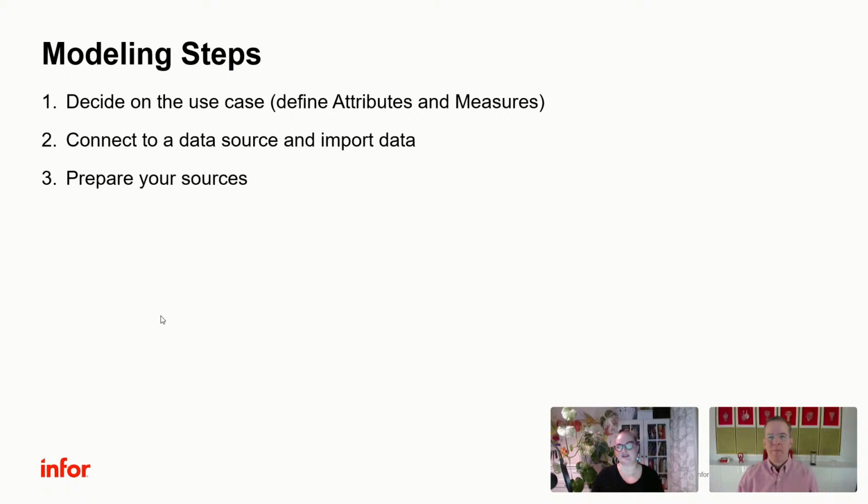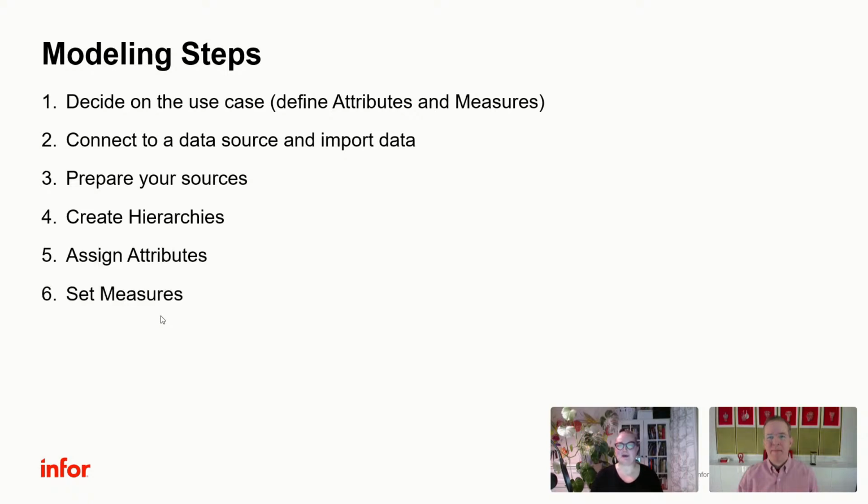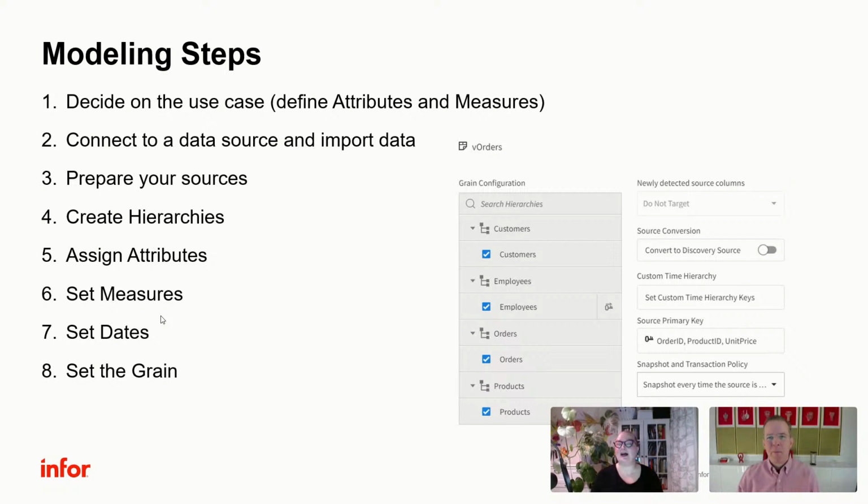So any calculations, transformations, cleaning up we need to do is step number 3. Step number 4, we create hierarchies, and these are the things that hold our attributes in the model. Then we assign the attributes into the hierarchies. We'll set measures. We'll set dates. And I'll talk about this in more detail when we get to that part. We'll set the grain. I'll talk about this also more when we get to the actual part. And lastly, we're going to be processing the model, or using publish as we call it in Birst.